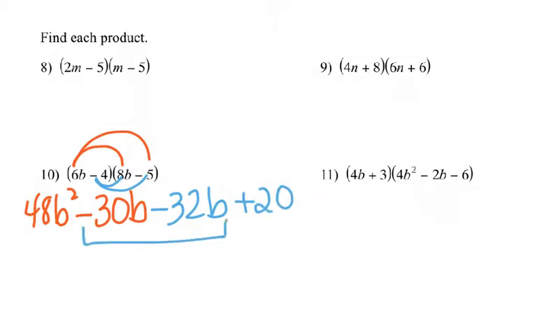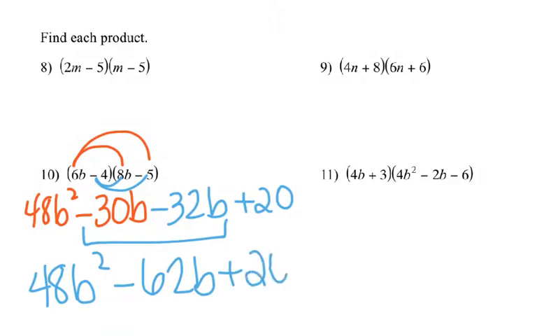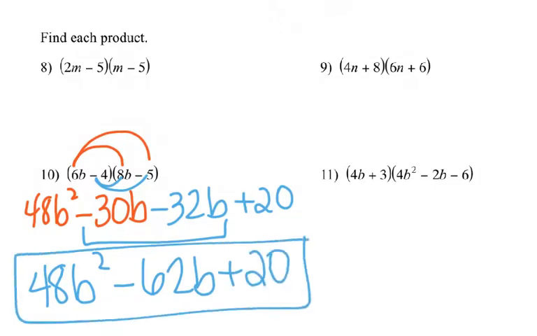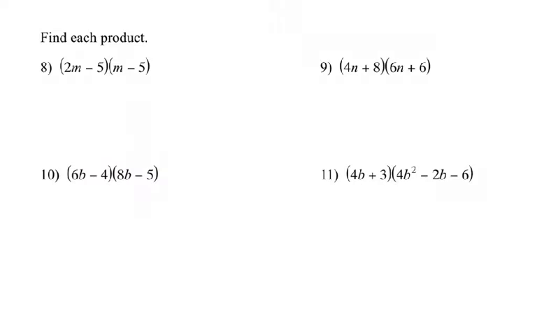Combining my like terms. Now, when you have this type of product or this type of multiplication problem, usually your like terms will end up in the middle because that's the most common type of thing that we practice with at this stage. So you will see a lot of that. So look for like terms there. And then when you have that answer, you're done. Now, number 11 is a little bit harder because it's a binomial times a trinomial.